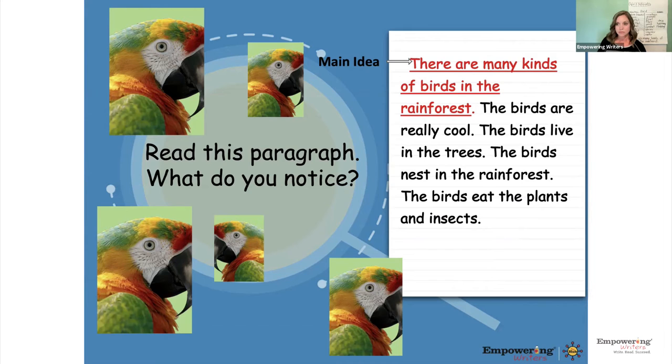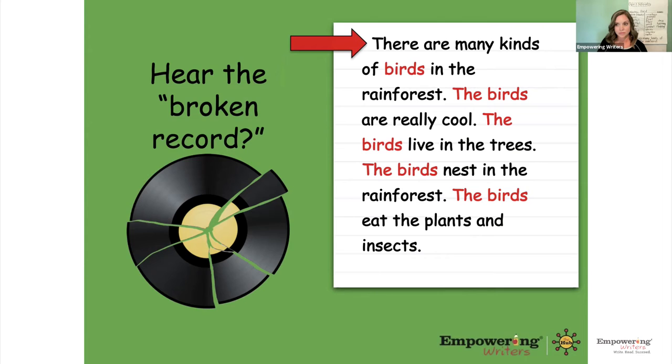What I'd be saying to my students is, boys and girls, what do you notice about that? And my hope is that they're going to come up and say, I hear the birds, the birds, the birds, the birds over and over again. And we call that the broken record. And then, of course, we all have to explain to students what a record is and why we would call it a broken record. So it's a little history lesson wrapped up in this.